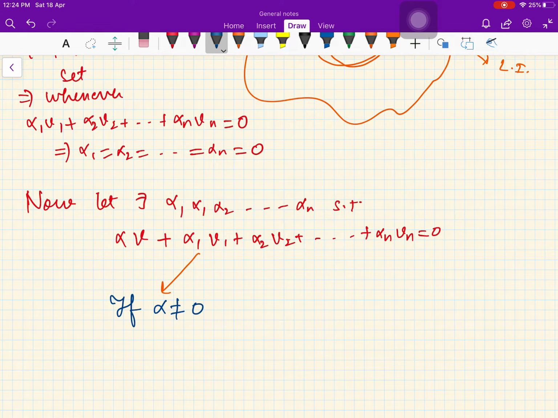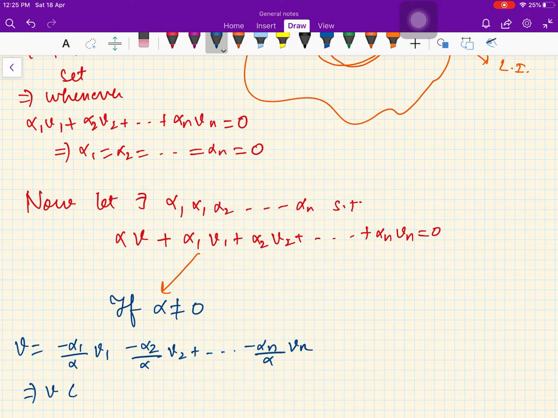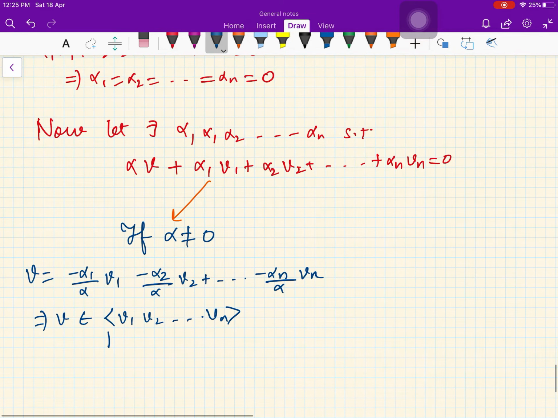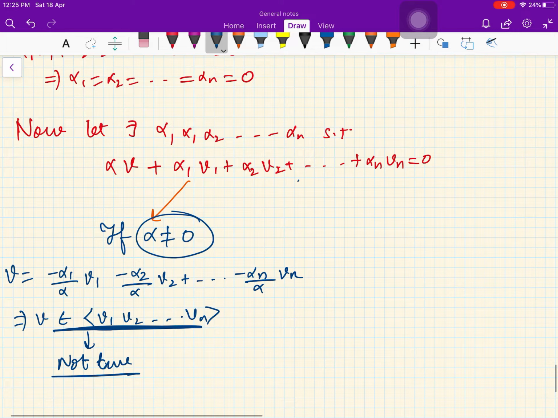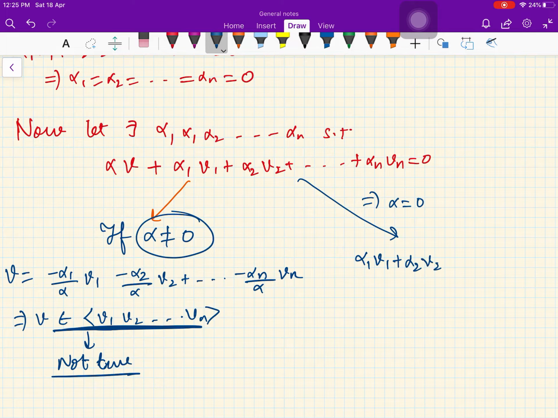Now see, if alpha is non-zero, in that case what will happen? In that case you can write v as minus alpha 1 upon alpha v1 minus alpha 2 upon alpha v2 plus so on, minus alpha n upon alpha vn. It implies v is in the span of v1, v2, ..., vn, which is not true, because it is given that v is not in the span of v1, v2, ..., vn. So alpha cannot be non-zero. It implies alpha equal to 0.